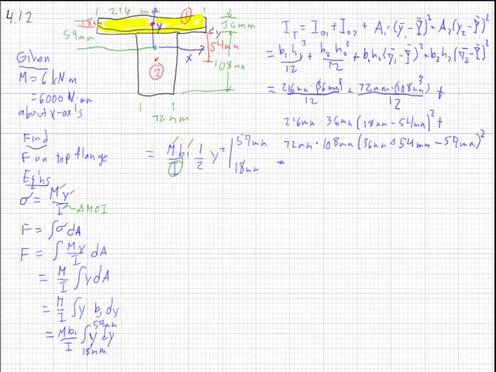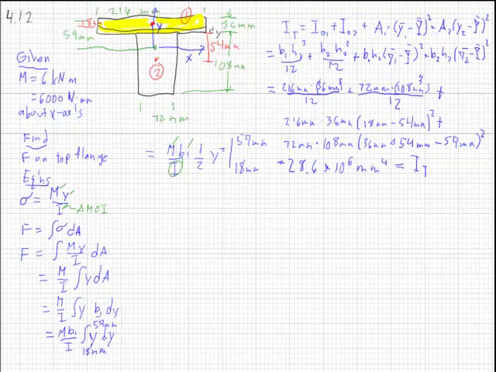Alright, once all these calculations are done, we find a total of 28.6 times 10 to the 6th millimeters to the 4th, and that is our I total. That's the bottom part. So that's a lot of the hard work here.